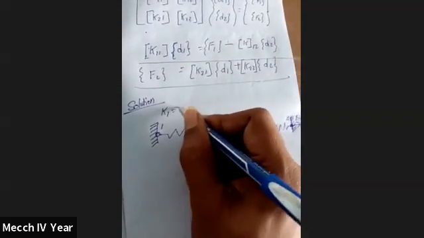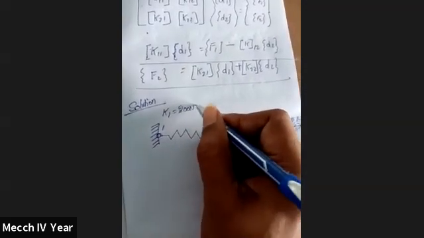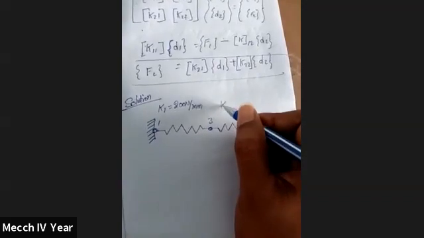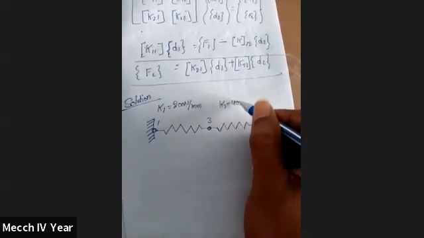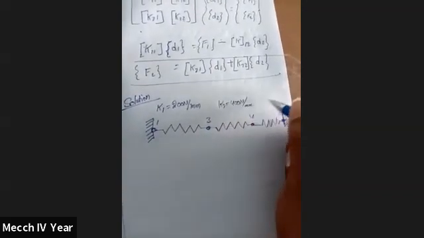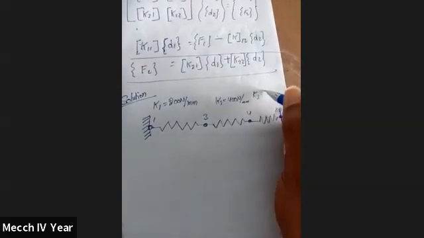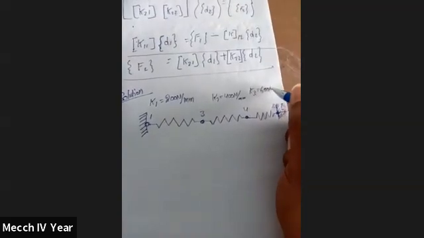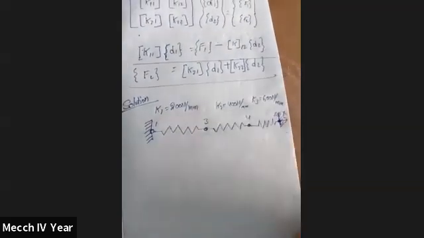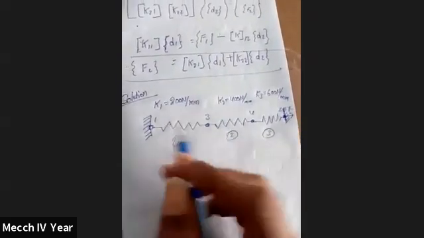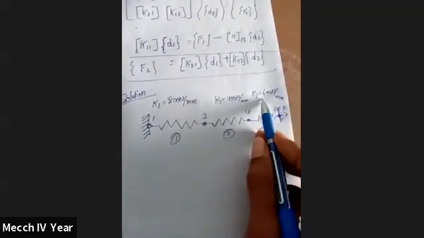Here the stiffness is given. K1 is equal to 200 Newton per mm. Similarly, K2 is equal to 400 Newton per mm. And now K3, the spring 3, is equal to 600 Newton per mm. So 3 springs are there, 1, 2, 3. So the 3 springs' stiffnesses are given.